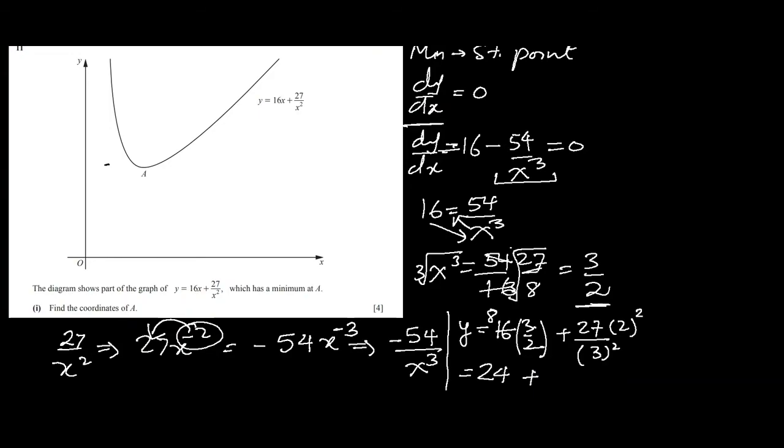8 times 3 is 24, plus, that plus, yeah. So 3 square is 9. 9 times 3 is 27. And 3 times 4 is 12. And 24 plus 12 is 36. Y coordinate is 36. So the coordinates of point A are 3 over 2 and 36.